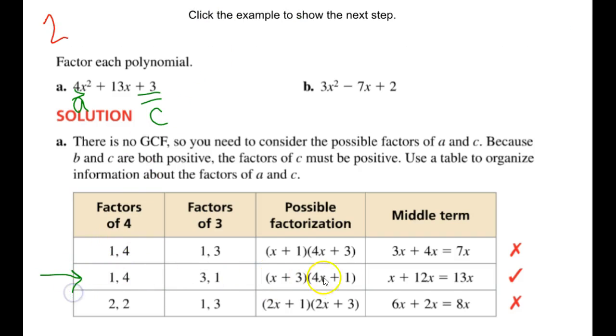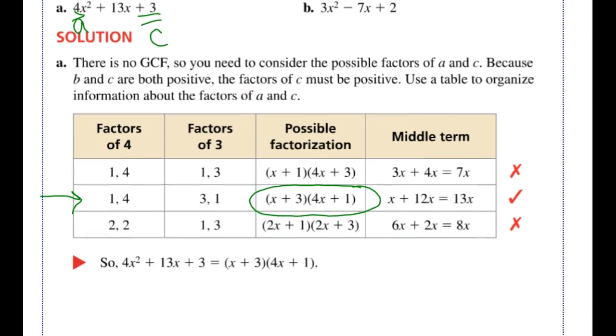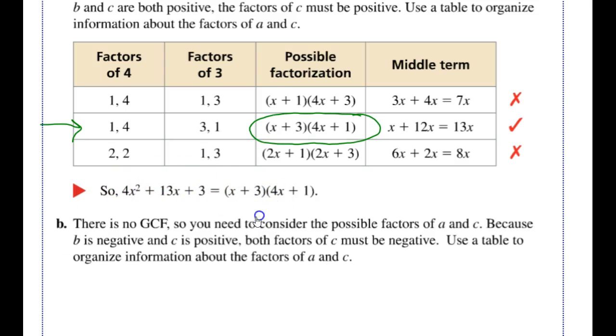That is my final, and here is my final factorization. So now I've factored it completely. Okay, so let's go down a little bit. So I just rewrote this, right? So when I take my polynomial and I factor it, that's what I end up getting.